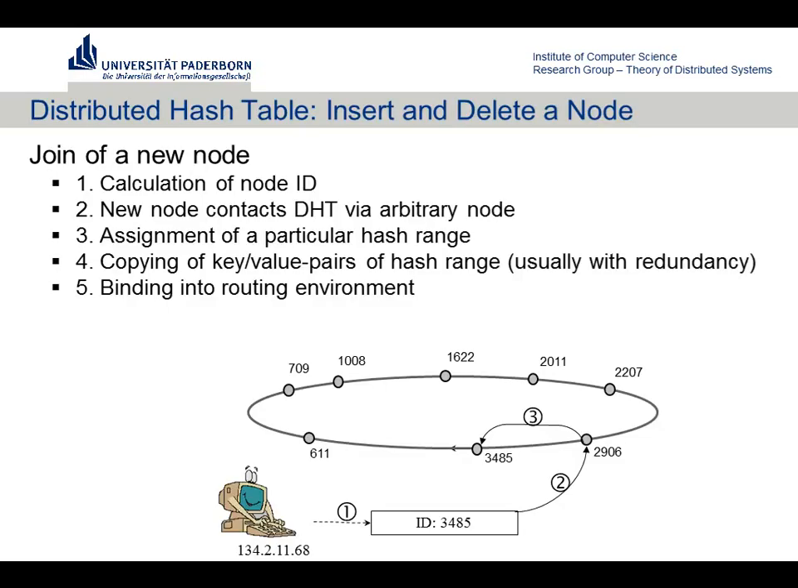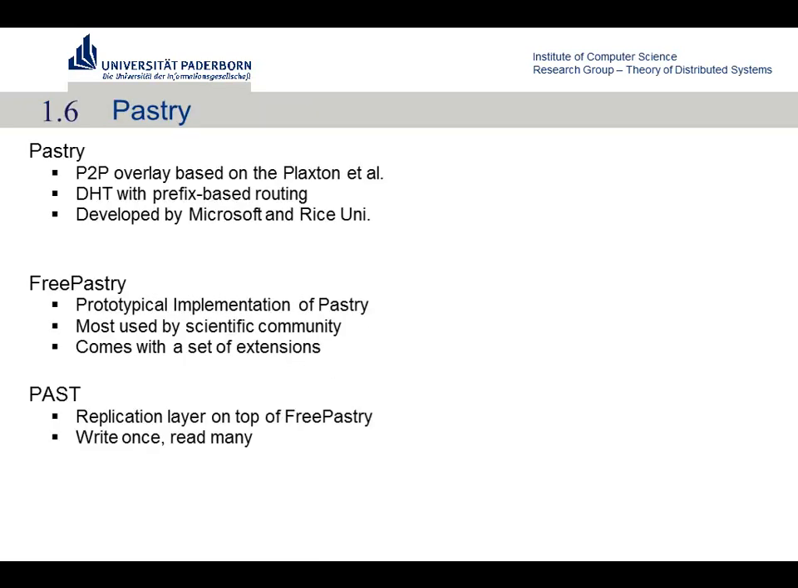There are several overlays implementing it. The most prominent one is Chord, because it looks like what we had in the previous figures. Chord looks exactly like this, like a ring with the nodes, and it's very, very simple. It was published around 11 years ago, and since then several overlays have been published, and the most frequently used in practice, at least in scientific areas, is the following one. It's called Pastry, and I will introduce you to Pastry, FreePastry and PAST.